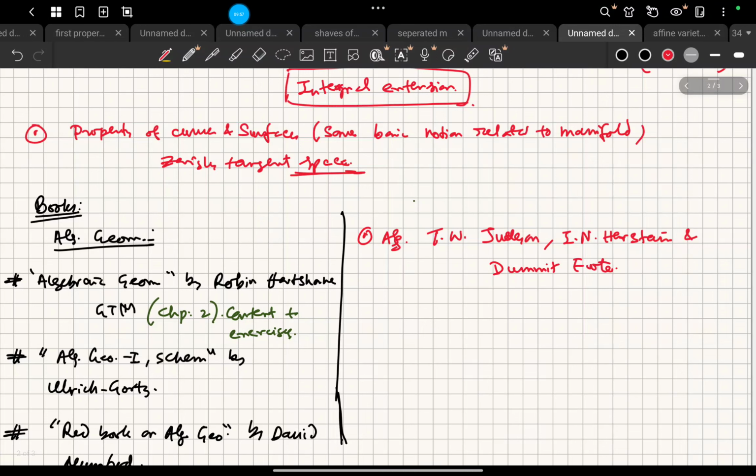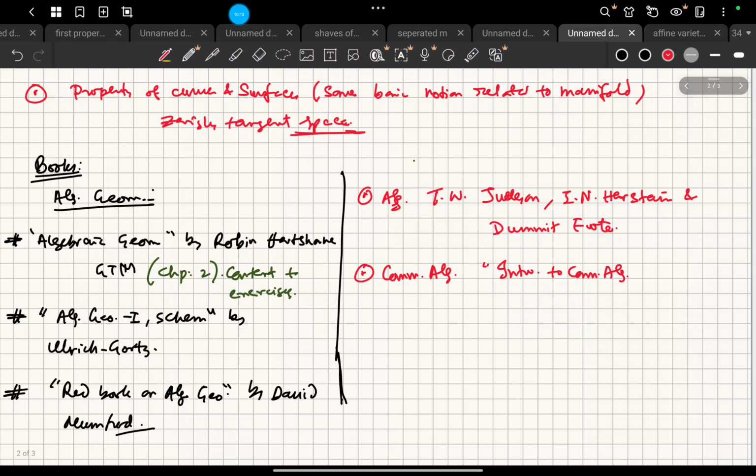For commutative algebra, I will suggest you go to Introduction to Commutative Algebra by Atiyah-MacDonald. Of course, exercises are a must.